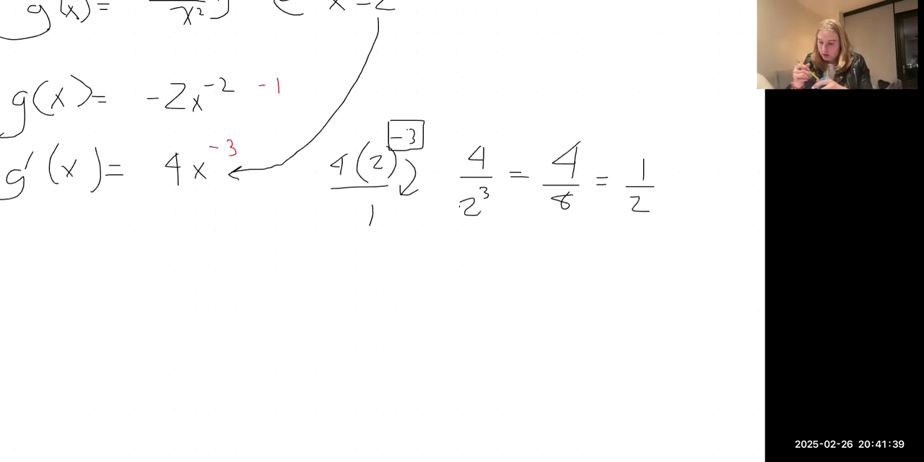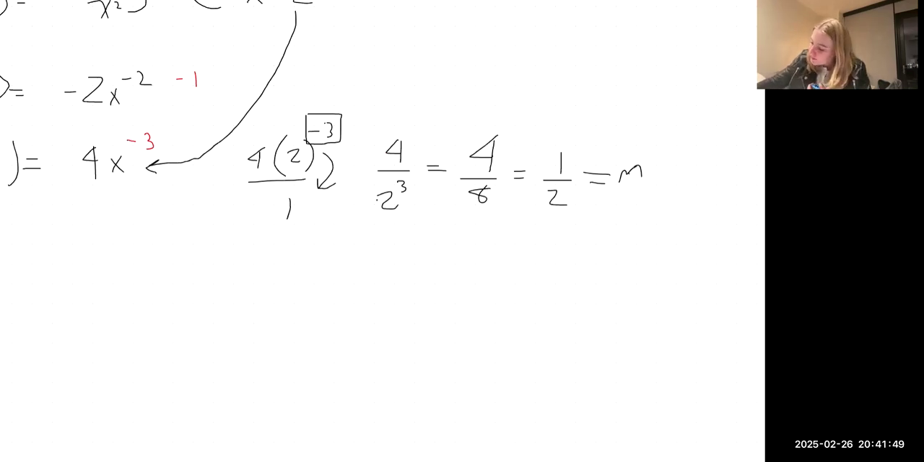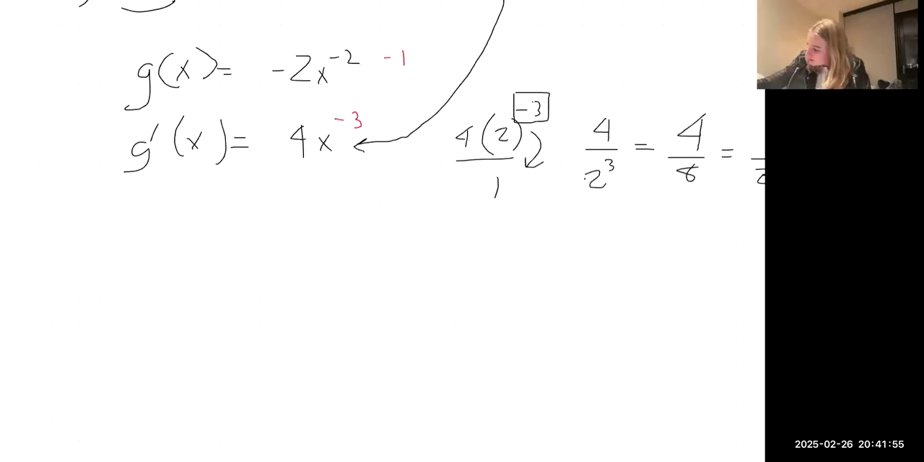So that was our m. That was our slope at that point. Now we have to put it in slope-intercept form. Let me write y equals mx plus b. This right here is my m. So far we have y equals 1/2 x plus b.